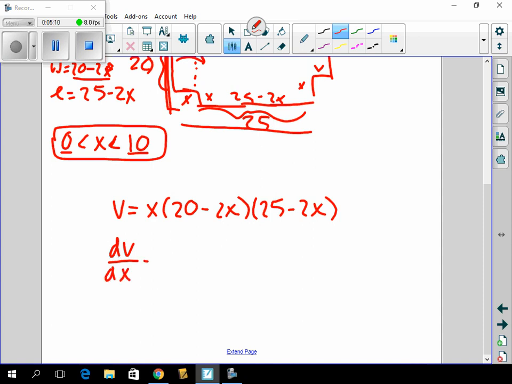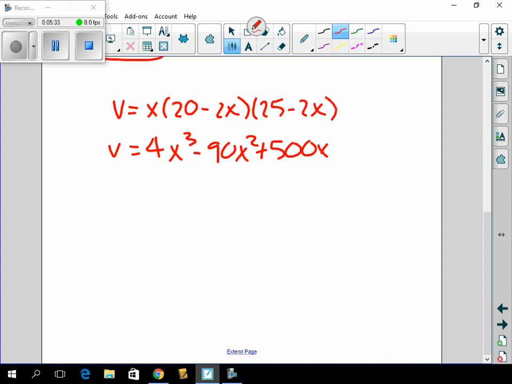And so let's actually, before we do that, I've already done this in my work, but this actually simplifies to 4x cubed minus 90x squared plus 500x. So I did this in my own work just to make it a little bit easier. So now when I'm solving for dV/dx, I get 12x squared minus 180x plus 500.